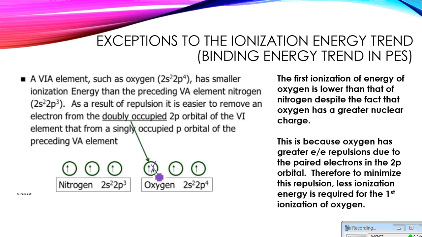Okay, so just keep that in mind. They could give you phosphorus and sulfur, or nitrogen and oxygen. Those are the ones that they'll probably pick the most.